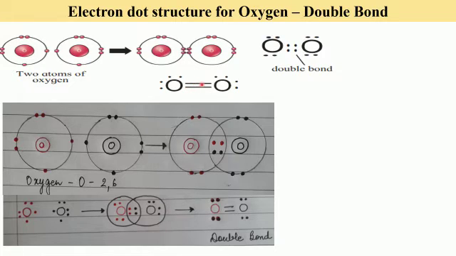So one line means 2 electrons. 2 lines indicate 4 electrons or 2 pairs of electrons. So since 2 pairs of electrons are being shared, it is a double bond. So this is how you will show it. Oxygen, the 4 remaining electrons you have to show, and a double line.